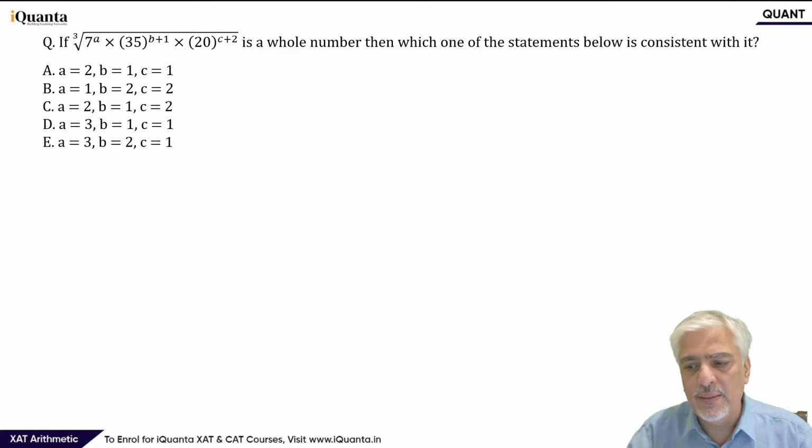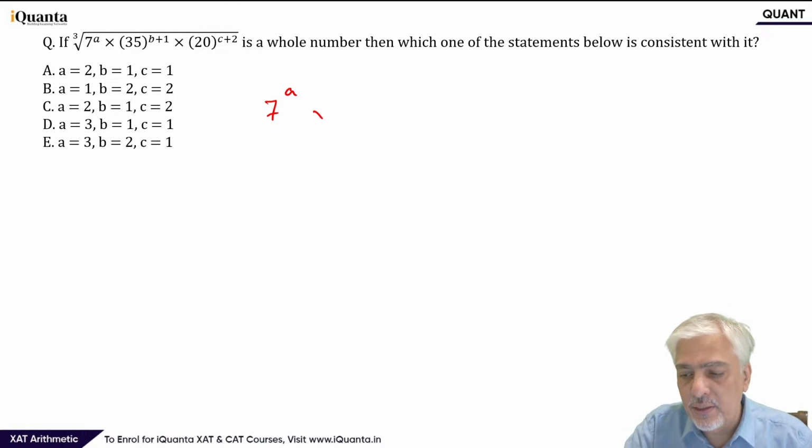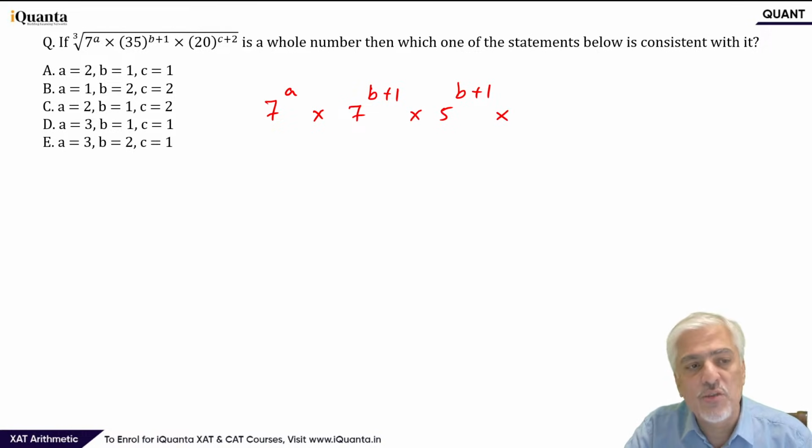Let's see the next one. Again, should be a very, very straightforward question. Initial some questions are very straightforward. So what I will do is group all the sevens together. The cube root I will take at the end. So here there is 7 raised to a, 35 also has a 7, so 7 raised to b+1, into 5 raised to b+1. 20 is 4 times 5, so 4 is 2 square.